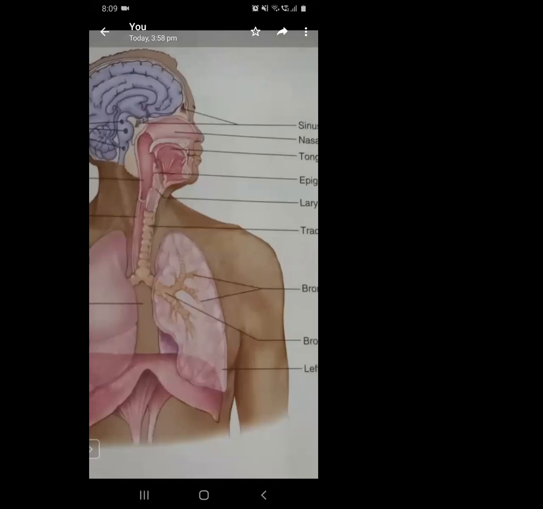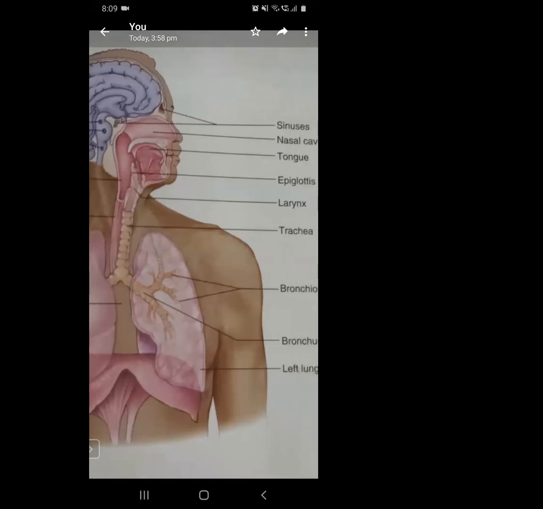Okay, so nose, pharynx, and then onward. Now this is the passage for the inhaled air. When we inhale, the air first enters the nose. The space behind the nose is the nasal cavity, then into the pharynx. Then if you are not eating, the epiglottis is open, I mean, it's not covering the larynx, then larynx, and then trachea.